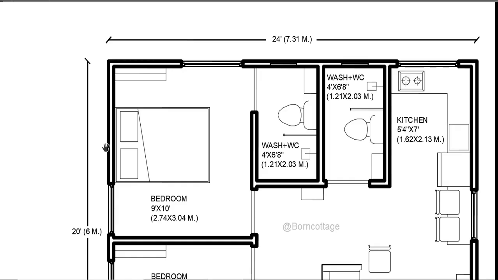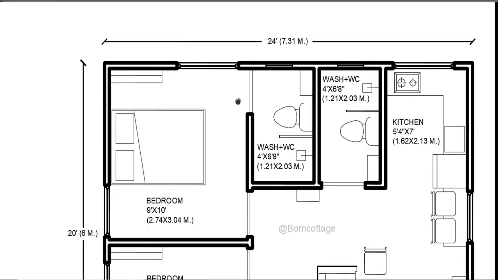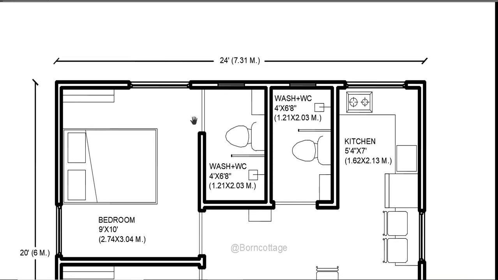The size of the bedroom is 9 feet into 10 feet, in meter 2.74 into 3.04 meter. You can see here the bed arrangement, wardrobe arrangement and also a large size window for ventilation of this room. And we have an attached washroom plus water closet here. The size of the washroom is 4 feet into 6 feet 8 inches, in meter 1.21 into 2.03 meter. You can see here the wash basin, water closet and the shower area and we have a ventilator for ventilation of this washroom. So this is the floor plan of the house you are watching on the screen.